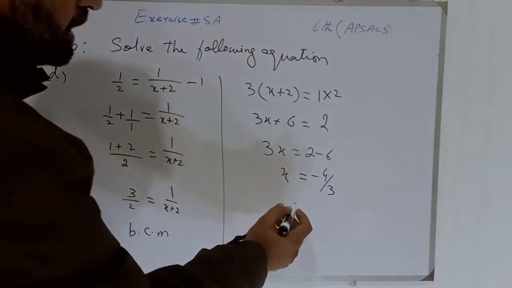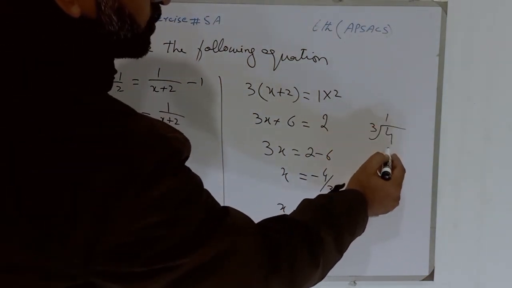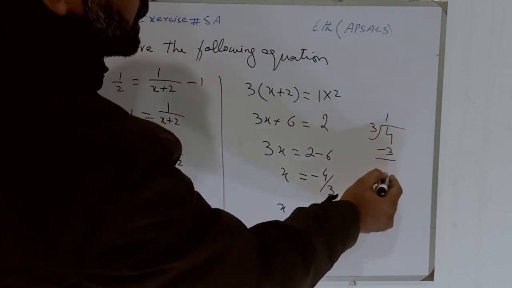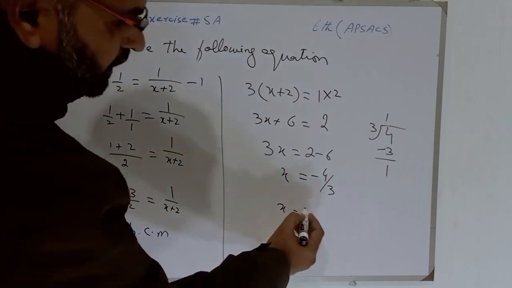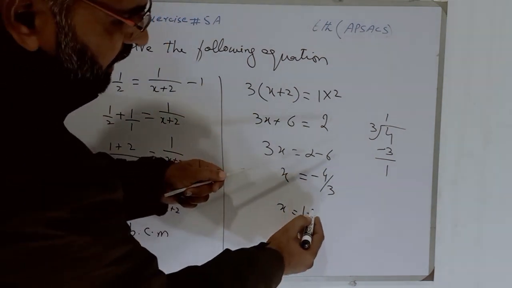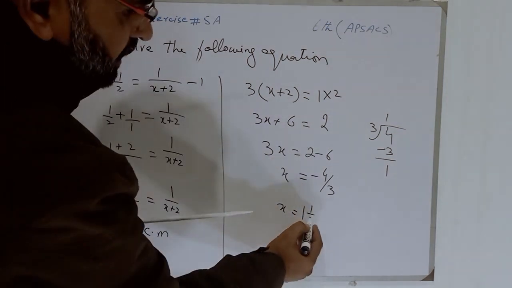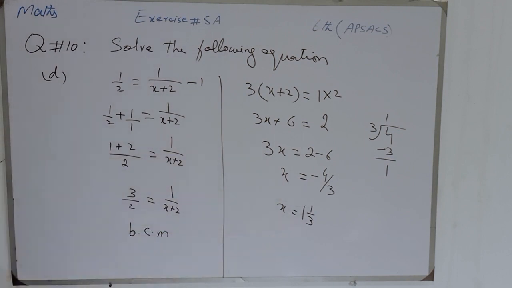Now divide 4 by 3 to convert this improper fraction into a mixed number. So 3 1s are 3 and 1 is the remainder. Quotient will be the whole number. Remainder will be the numerator and divisor will be the denominator. So the value of x is 1 whole number 1 over 3.